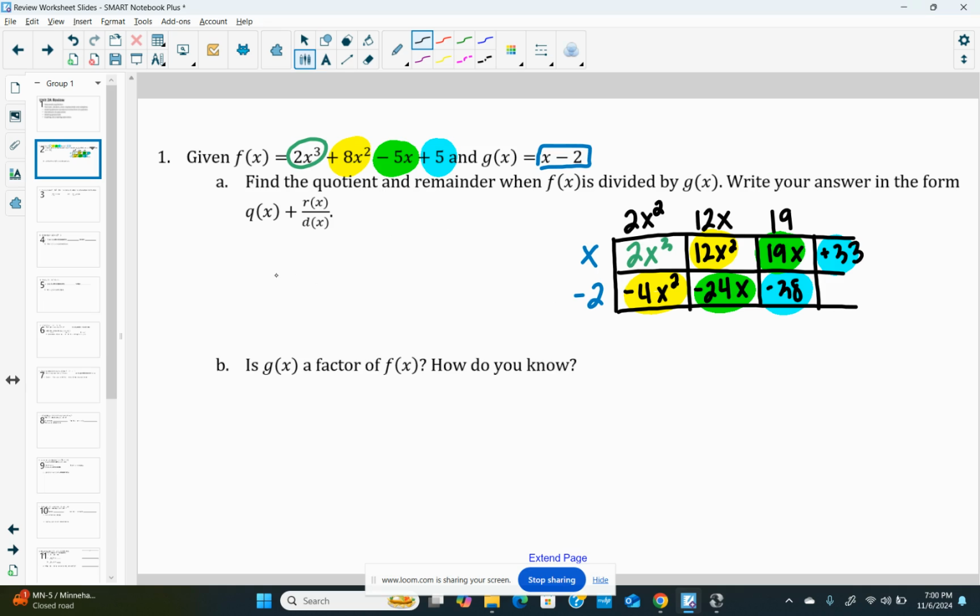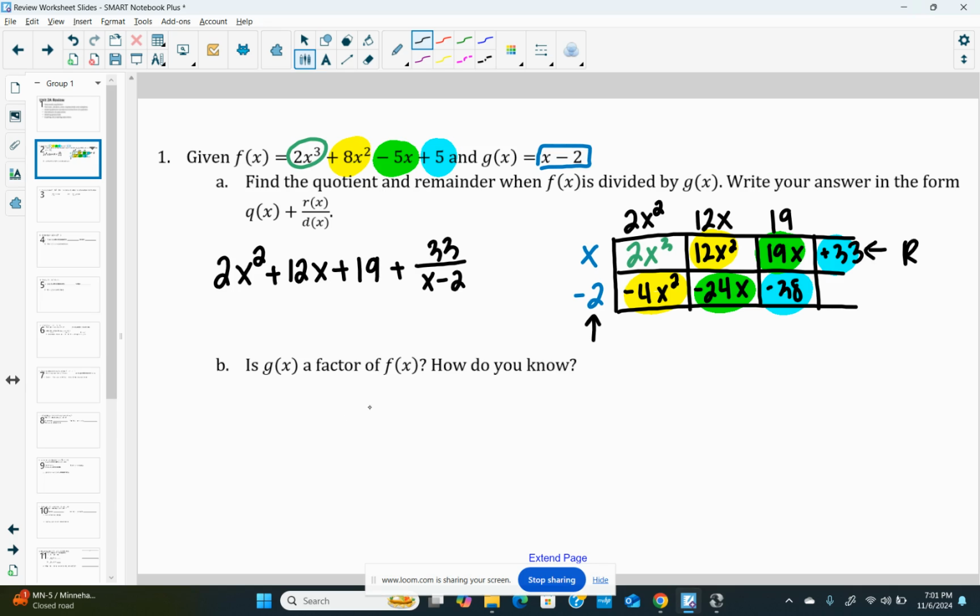So then you can write the function as q of x, which is your quotient. So that's your answer, or the part on the top. Okay, so that's what it divided down to. And then plus your remainder, which is what's in this box, and that's 33, over our divisor, which is what we're dividing by. So that's this piece right here. So x minus 2.